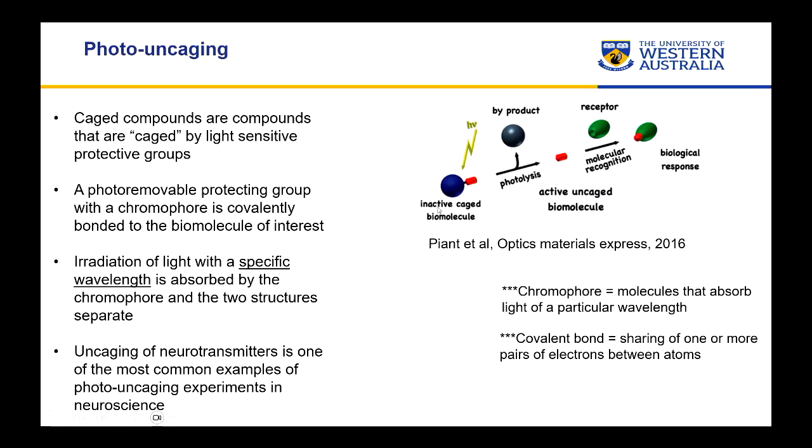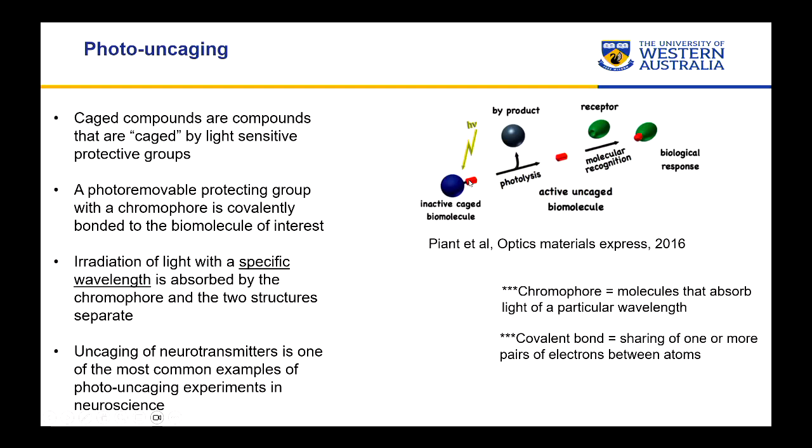So here we have our cage compound, and this is our protective molecule. And in the protecting group, shown here, it's actually got this photo-removable chromophore. For those of you who may not know what chromophores are, I've just put the definition here, okay? And these chromophores are bonded to the molecule of interest, so for example, the cage compound, okay?